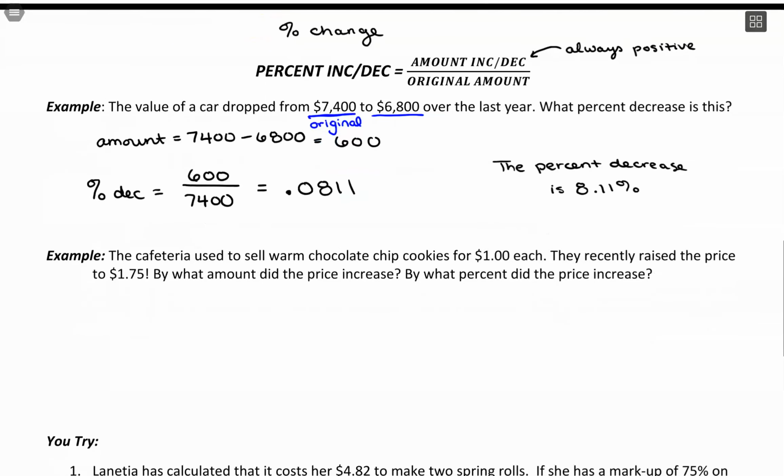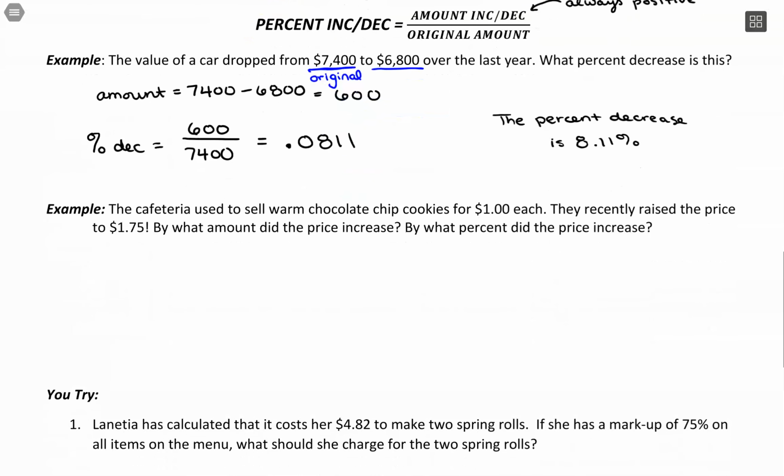Let's look at another example with this. So we have a cafeteria that used to sell warm chocolate chip cookies for $1 each. They recently raised the price, so we're seeing an increase here to $1.75. So they're telling us this original amount, this is where we started, was $1, and now it's increased. So by what amount did the price increase? So for the amount, we'll take the difference of the two, which will be 0.75. So the price increased by 75 cents.